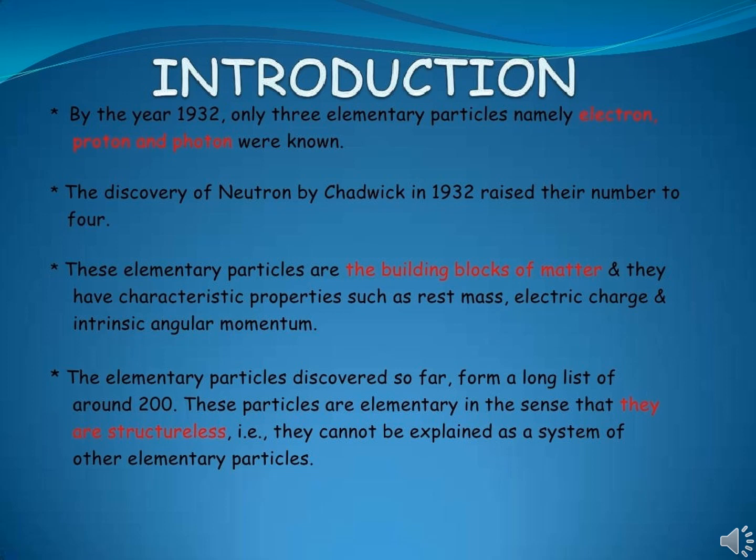By the year 1932, only three elementary particles, namely electron, proton, and photon, were known. The discovery of neutron by Chadwick in 1932 raised the number to 4. These elementary particles are the building blocks of matter, and the characteristics is defined by the properties such as rest mass. The elementary particles discovered so far form a long list of around 200.